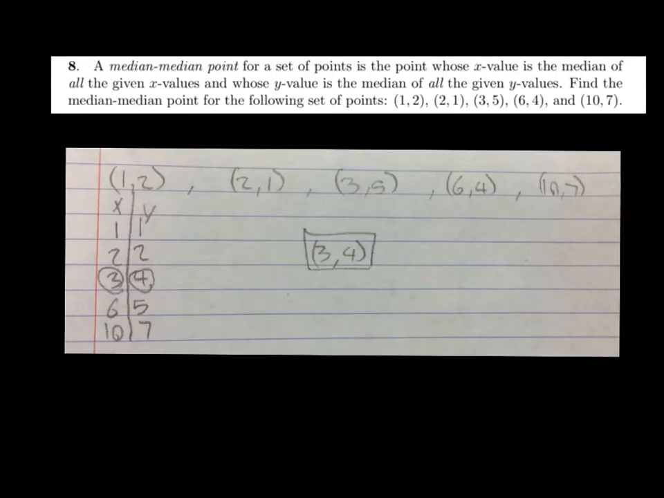Okay. Number 8. A median point for a set of points is the point whose x value is the median of all the given x values and whose y value is the median of all the given y values. Find the median point for the following set of points.